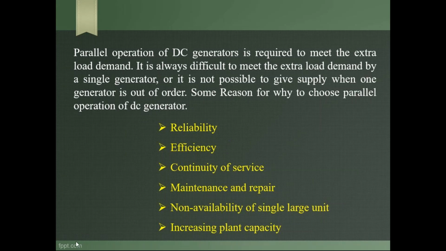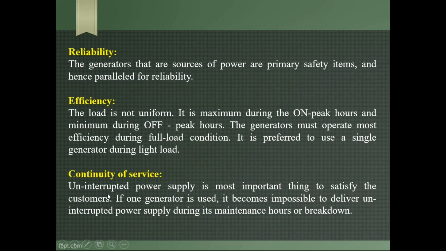Now we will see that explanation regarding one by one application. The first one is the generators that are sources of power are primary safety items and hence parallel for reliability. Why? Because when you are connecting all devices in parallel, that connection is called a safety connection. If any damage occurs in one of the devices connected in parallel, there is no problem for the remaining generators. So that is called reliability.